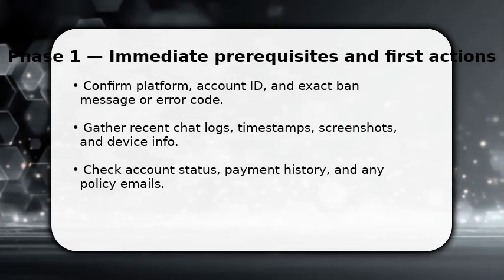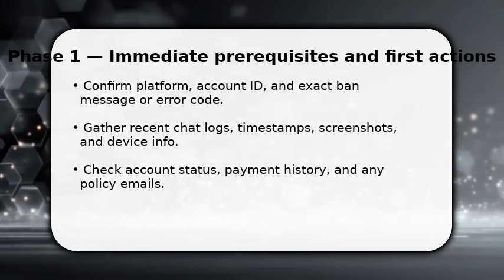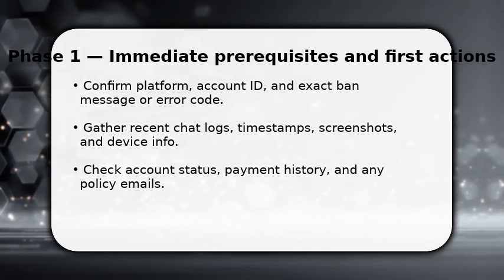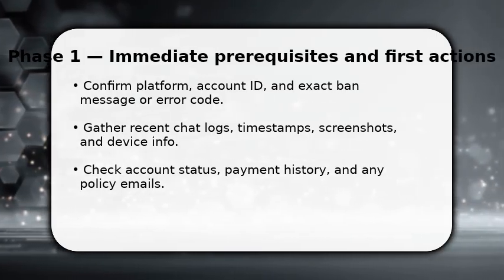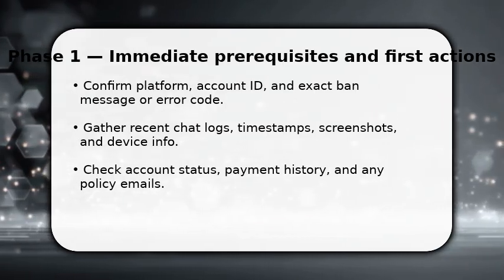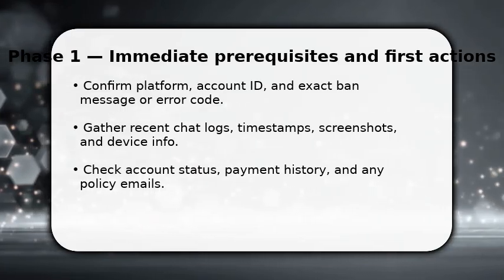You start by collecting the facts fast. Note the platform and the exact ban message or error code because that determines the path forward. Next, pull chat logs, screenshots, and timestamps. These are your evidence. Make sure you also record device type, IP change history, and any recent account purchases or policy emails. These details matter.